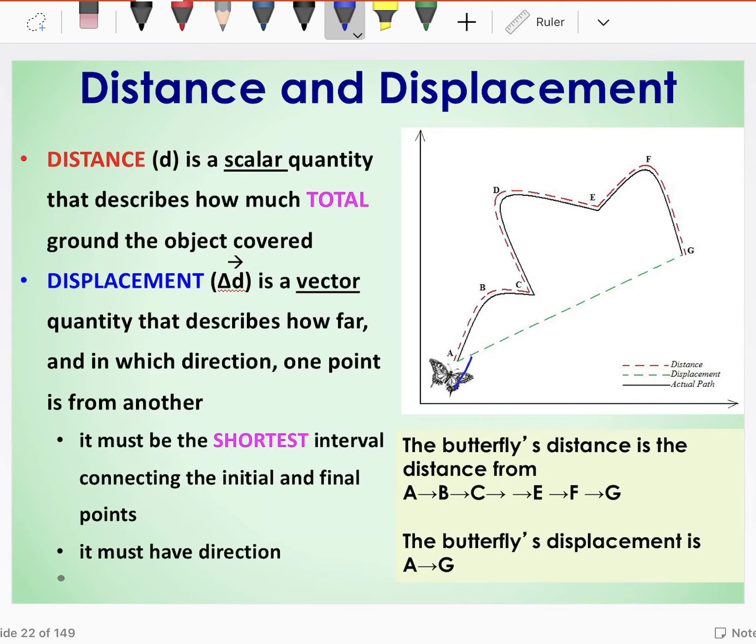That's basically scalar and vector. We'll work on it as we go through the unit, but that's just the basic knowledge. All right. Then we have distance and displacement. There are two differences here.